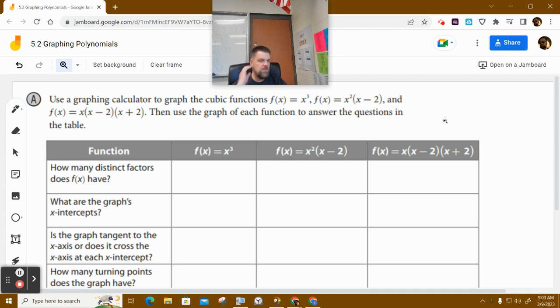So we're going to use some graphing calculators and do some stuff here. It says use a graphing calculator, so does everybody have a calculator? If not, grab one real quick. Use a graphing calculator to graph these cubic functions, and they give us 3 different cubic functions. And then we're supposed to use the graph of each function to answer the questions.